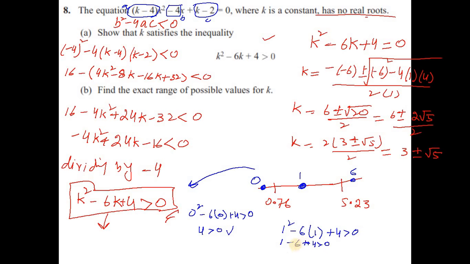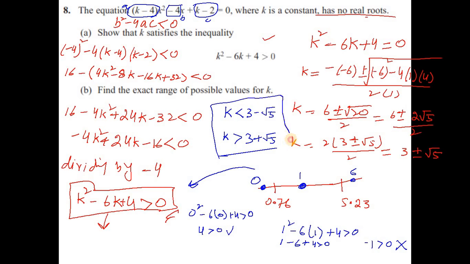That means 1 plus 4, 5. 6 minus 4, minus 5, minus 1 is more than 0, which is false. That means all these points are not satisfying our inequality. So the value of k should be less than 0.76 or 3 minus root 5. And the value of k also should be more than 5.23 or 3 plus root 5. So these are the values of k for our inequality.